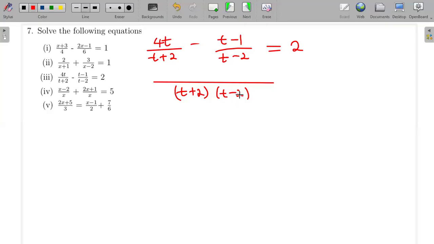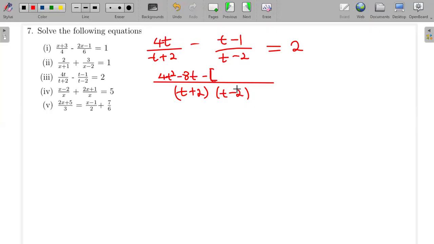So now this 4t is multiplying this guy. So it will be 4t multiplied by t, I get 4t squared. And then 4t multiplied by minus 2, I get minus 8t. Then I'll say minus. Here, I have to be careful, because there's a negative there. So I'll put square brackets.